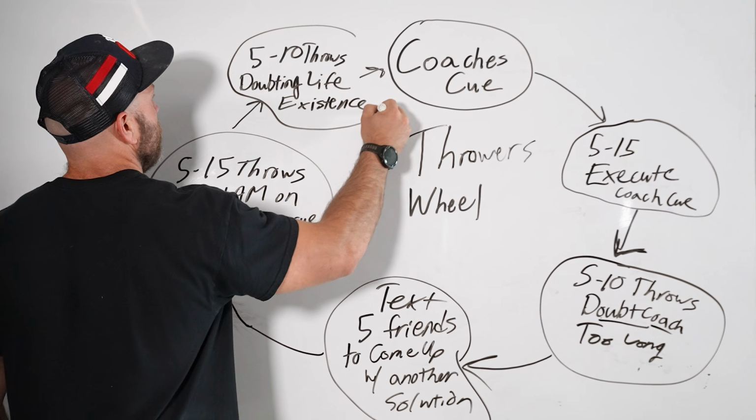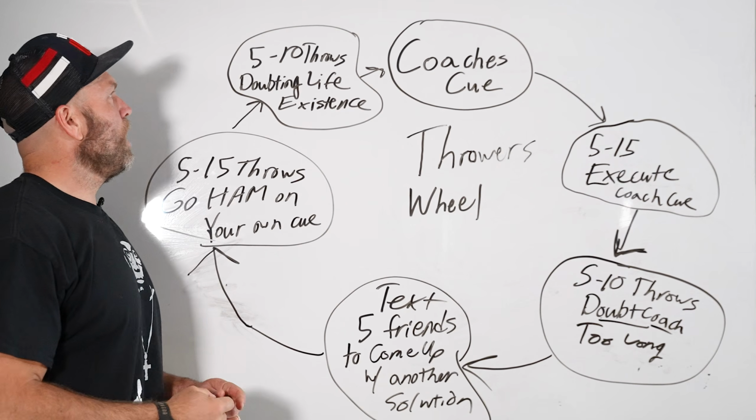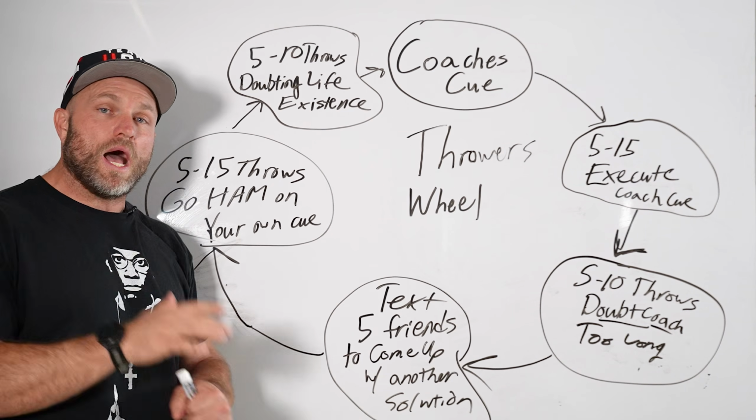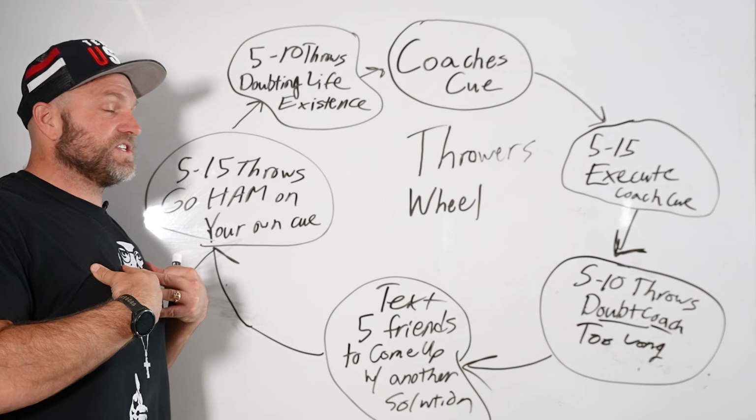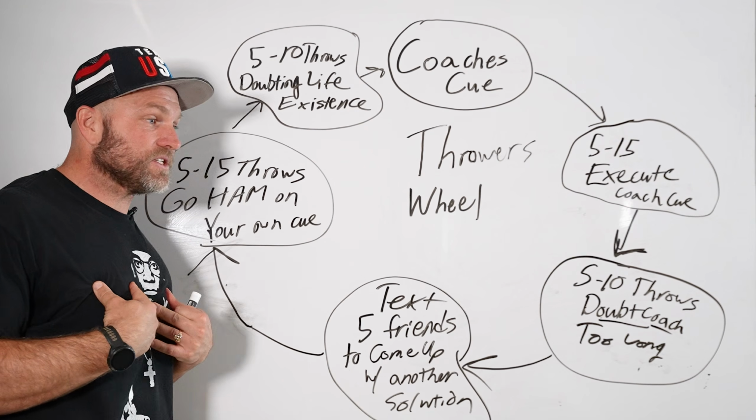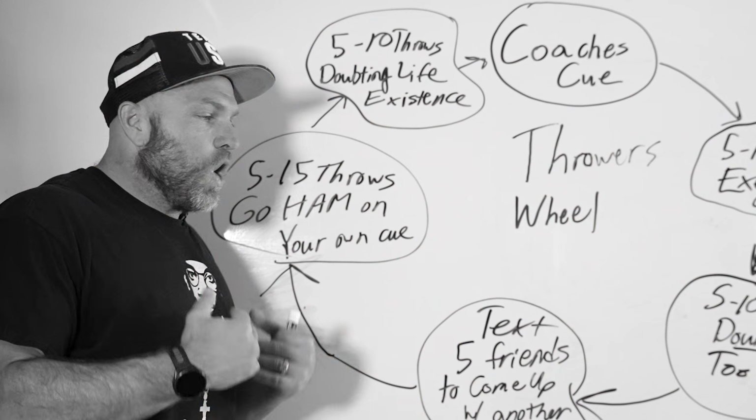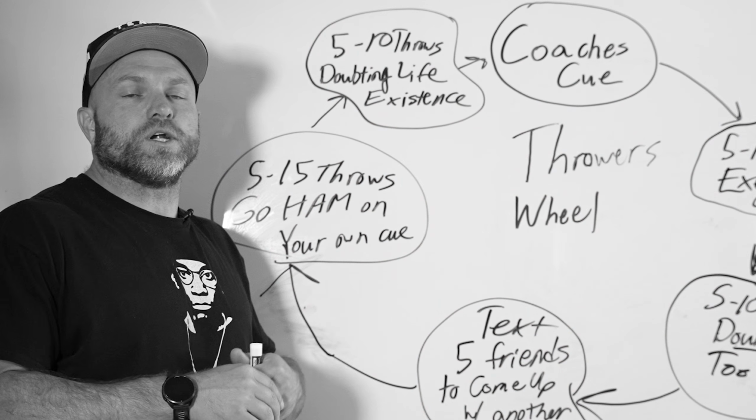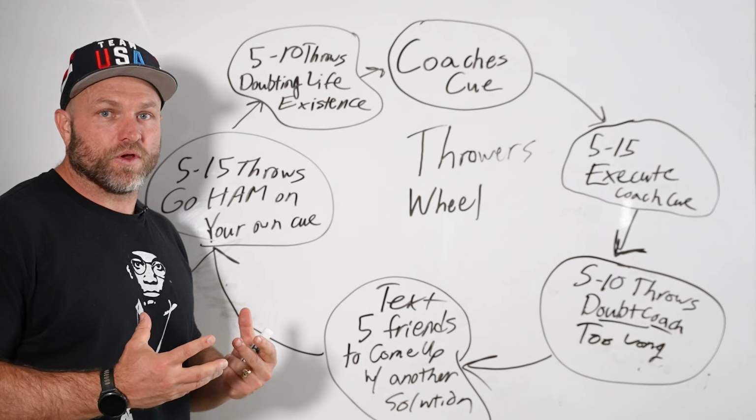So the whole drawn out process is, now I have 5 to 10 throws where I'm going to doubt my own life existence. I'm going to doubt and judge myself and beat myself up. Why are you throwing so poorly? You're a terrible person. And this is what throwers tend to do.